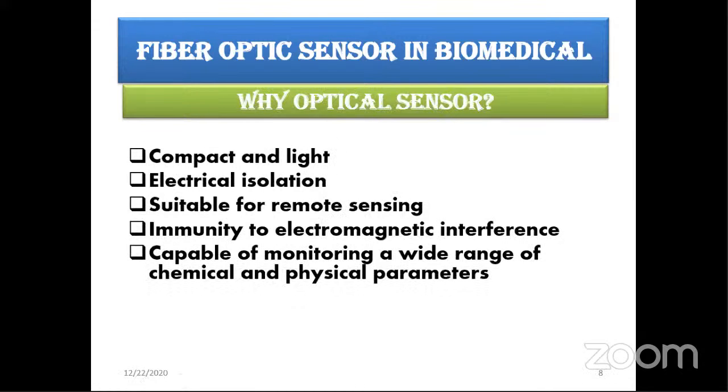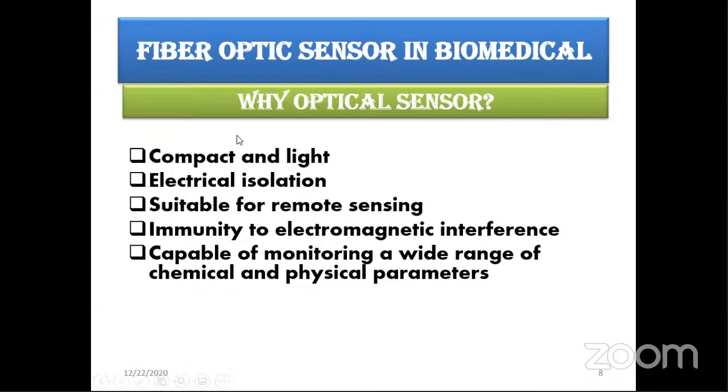And what is the need of optical sensors? Actually, I already told that it is compact and lightweight, because light has no mass, because it consists of photons. It doesn't have any mass. So this is lightweight, and here the light is transmitted. Light has the nature of straight wave transmission. So we are using it because it is compact and light, has electrical isolation, and is suitable for remote sensing.